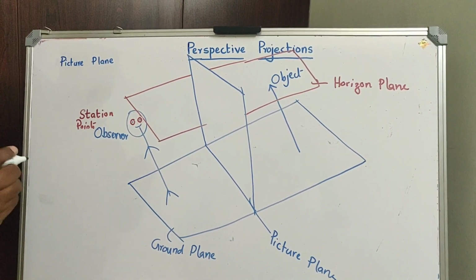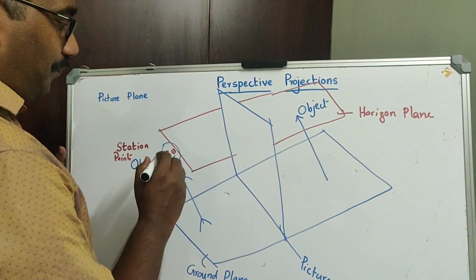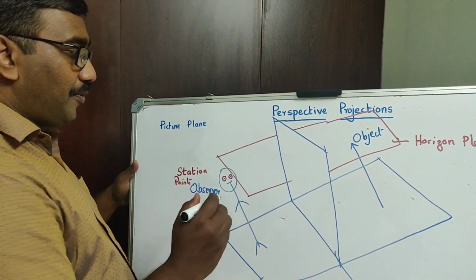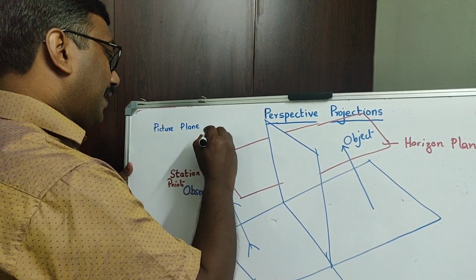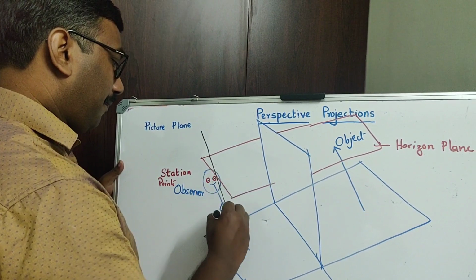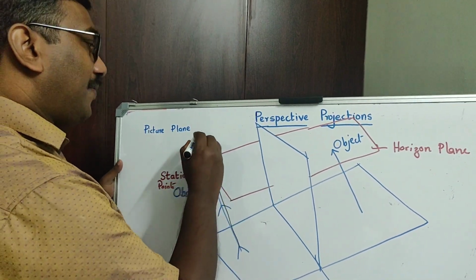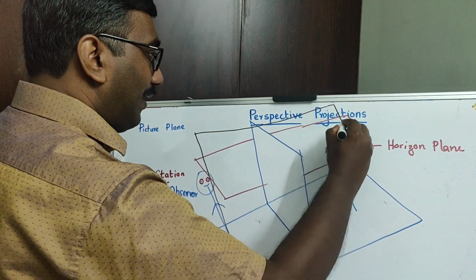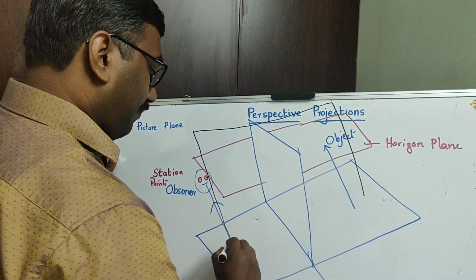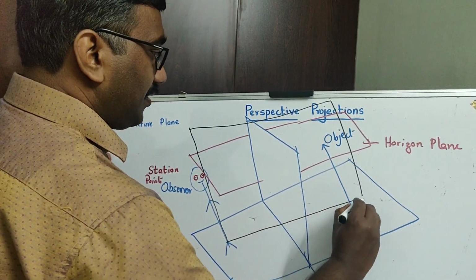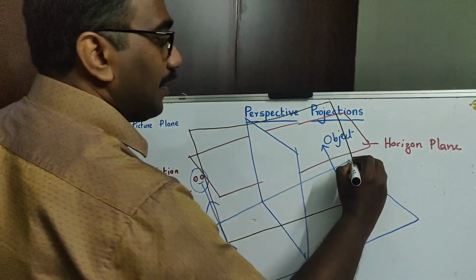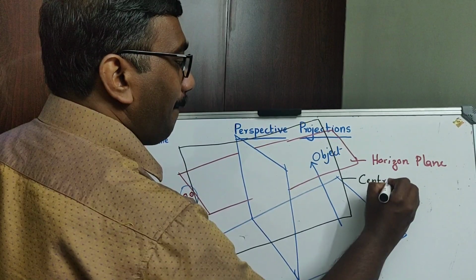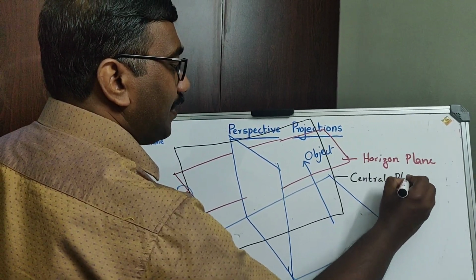The central plane is passing through the station point. Again, the central plane is also passing through the station point, but it is perpendicular to the horizon plane, picture plane, and the ground plane. This is known as the central plane, the black color, that is the central plane.